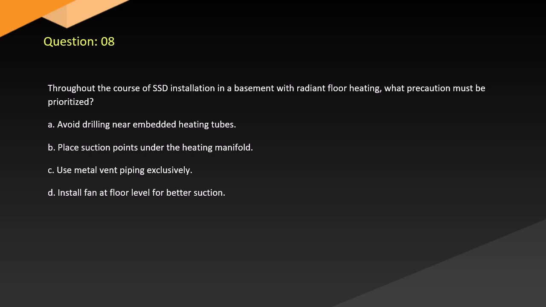Question 8. Throughout the course of SSD installation in a basement with radiant floor heating, what precaution must be prioritized? A. Avoid drilling near embedded heating tubes. B. Place suction points under the heating manifold. C. Use metal vent piping exclusively. D. Install fan at floor level for better suction.